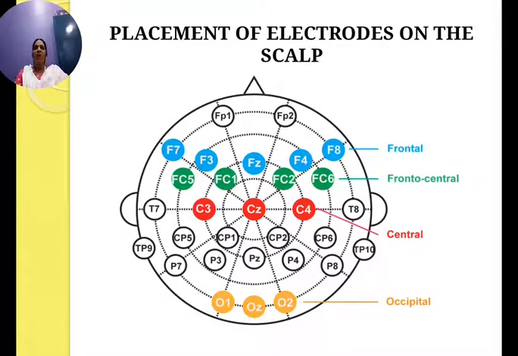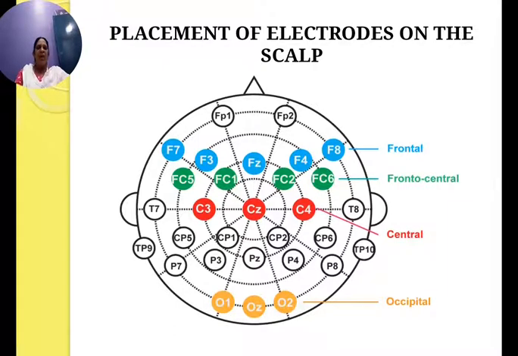Then, placement of electrodes on the scalp. You can observe in the figure there are 21 locations. Capital F is the frontal. You can observe in the figure there are 2 frontal polar electrodes, FP1 and FP2.